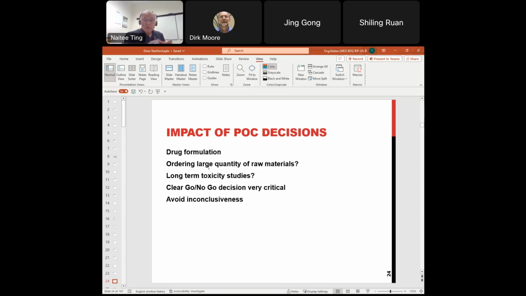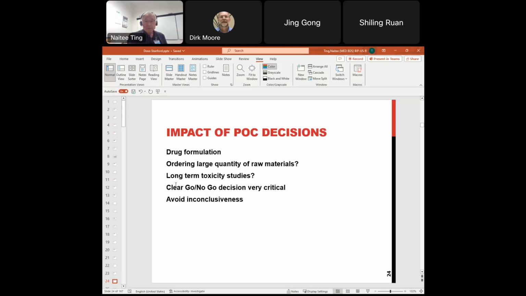Do you want to order a large quantity of raw material? If concept is not proven, I'm done. I don't need to order a huge amount of raw materials to prepare phase 3 studies. But if concept is proven, I will need to start ordering a large quantity of raw materials.